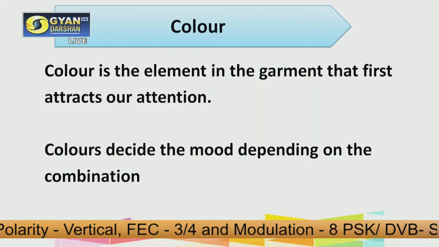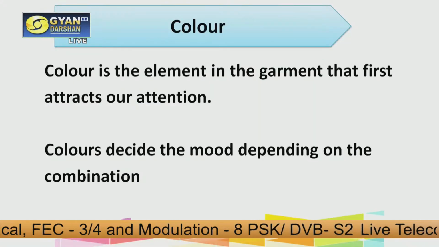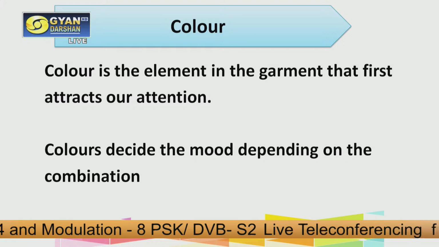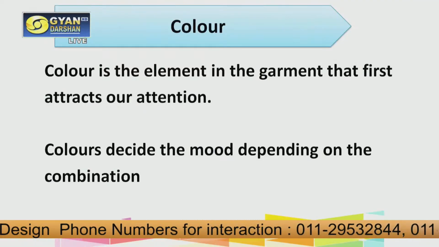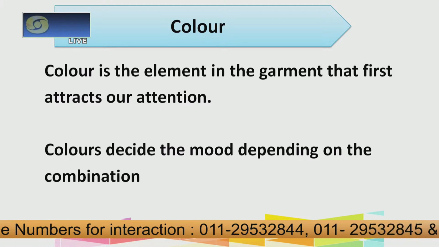Then next element is color. Now when we talk about color, rang, color is the element of the garment that first attracts our attention. So जब भी हम मार्केट में जाते हैं और हमें कोई कपड़ा, फैब्रिक कुछ भी दिखाई देता है, तो पहला चीज़ जो हमें उसकी तरफ खींचता है, उस फैब्रिक या उस गारमेंट की तरफ, वो कलर होता है, रंग. हम सभी के कोई ना कोई फेवरेट कलर होते हैं. So that's one of the most important elements of design.